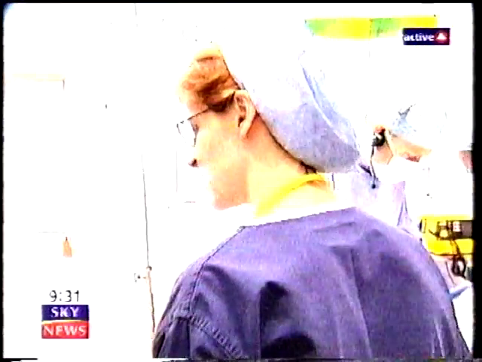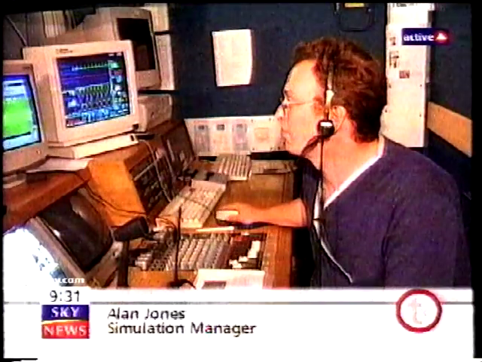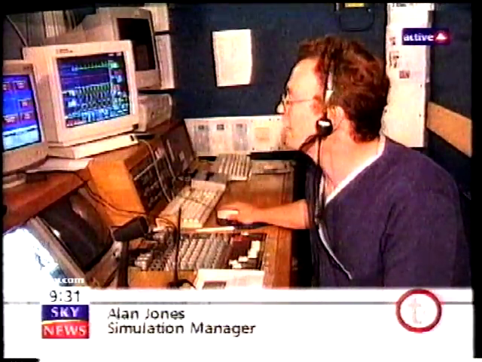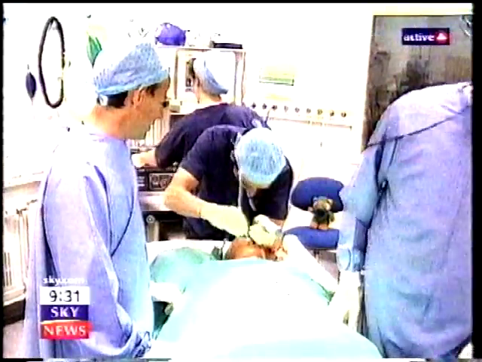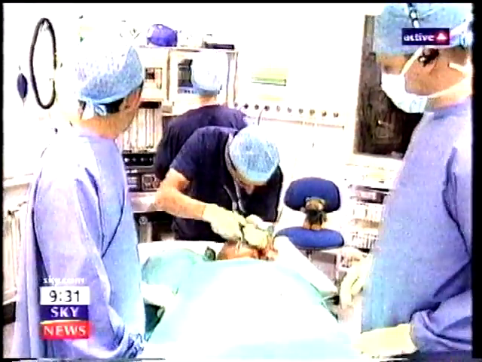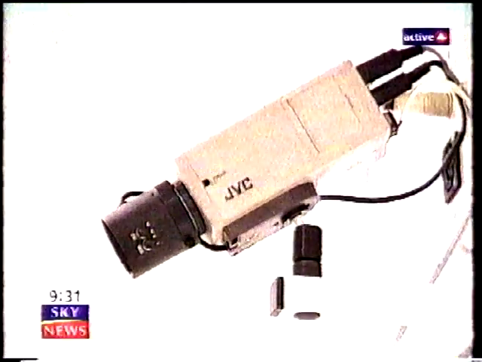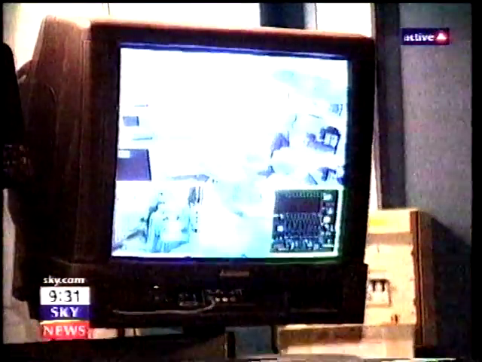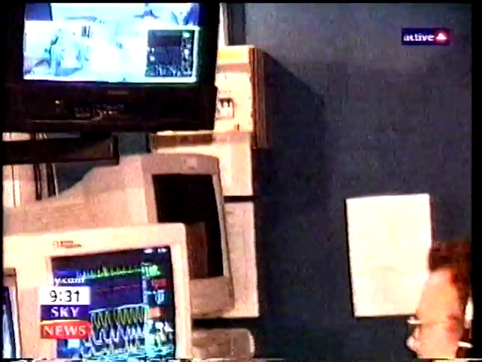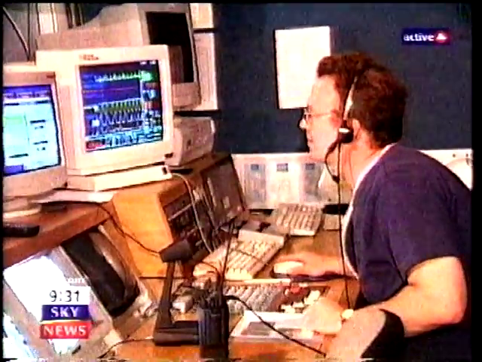At the moment we're running a standard child with normal physiology, and we're subjecting that physiological model to an anaphylactic shock. And we hope that the person that's being put through their paces out there will pick up that an anaphylactic reaction is going on. From the control room, the simulation centre manager can throw any medical disaster in the handbook at the dummy and then sit back and watch how the team handle it.